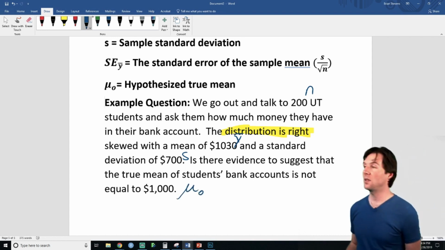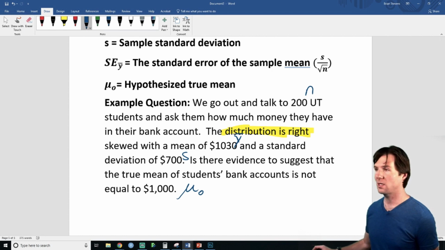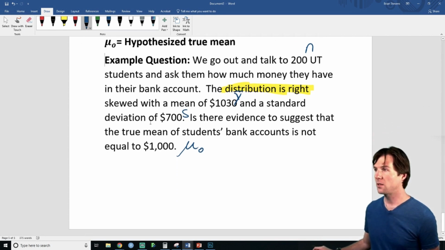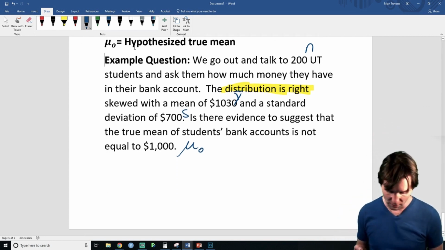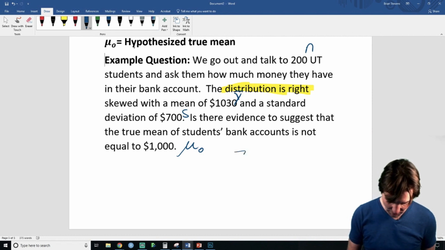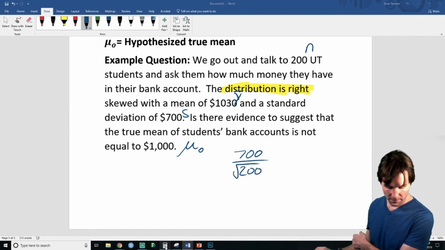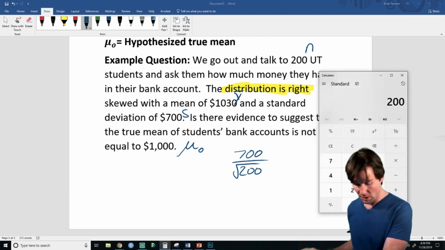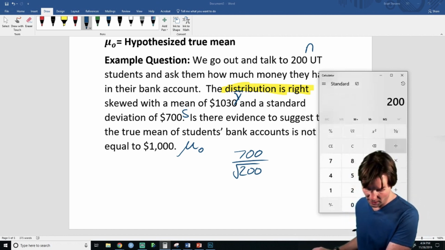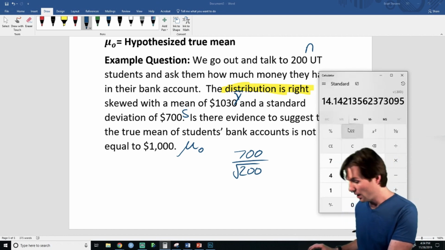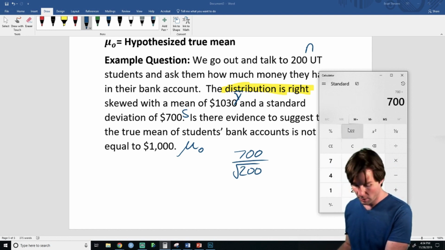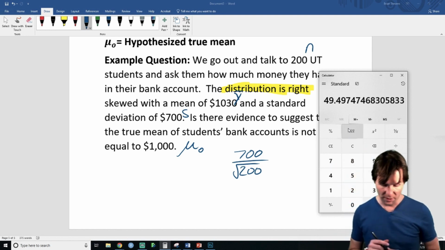So we have the different values. But watch this. We can get the standard error. The standard error is going to be s over square root of n. So we need to do 700 over square root of 200. And 700 over square root of 200 is going to be, 200 square root. You have to do it this way on this calculator. And now 700 over square root of this, 49.